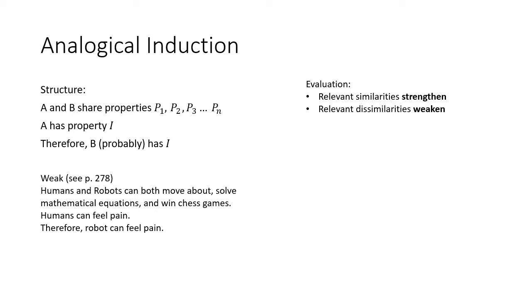So irrelevant similarities don't do any work, right? You want relevant similarities. And similarly, there seem to be a lot of relevant dissimilarities between humans and robots. For example, humans have a central nervous system and pain receptors, for instance, and robots don't, right? So robots lack the anatomical structures that we tend to associate with the ability to feel pain.